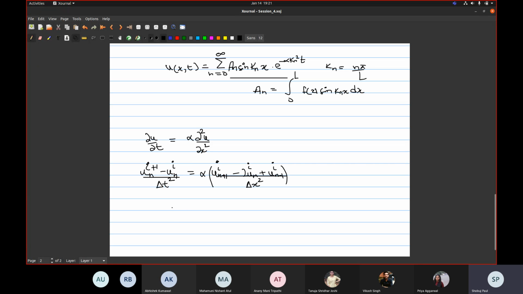Okay, so now I have somewhat of a method. This is not t squared, this is just t. Now I have somewhat of a method of finding what my temperatures are.